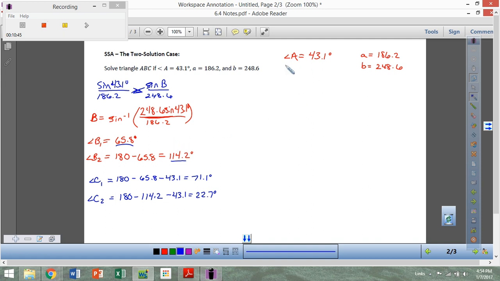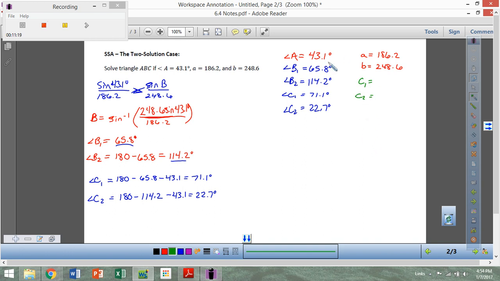So when I write that up here, I'm going to have to list everything. I'm going to say angle B1 could be 65.8 degrees, or angle B could be 114.2 degrees. And then I'm also going to say, well, that means that angle C could be 71.1 degrees, or it could be 22.7 degrees. And so then my other stuff that I have that's unknown here is, what is side length C? Well, I'm going to have 2 of those.